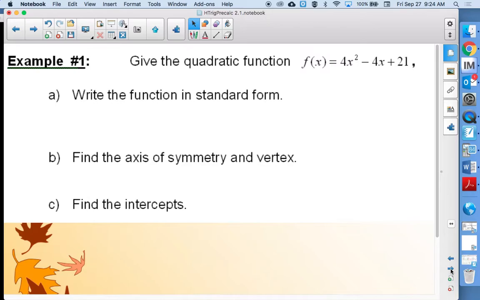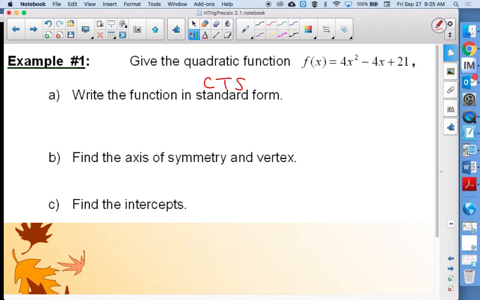So we have 4x squared minus 4x plus 21. That's a quadratic function. It has x squared. Our goal is to get it into standard form, and we're going to use completing the square to do that. And I just write CTS, complete the square.